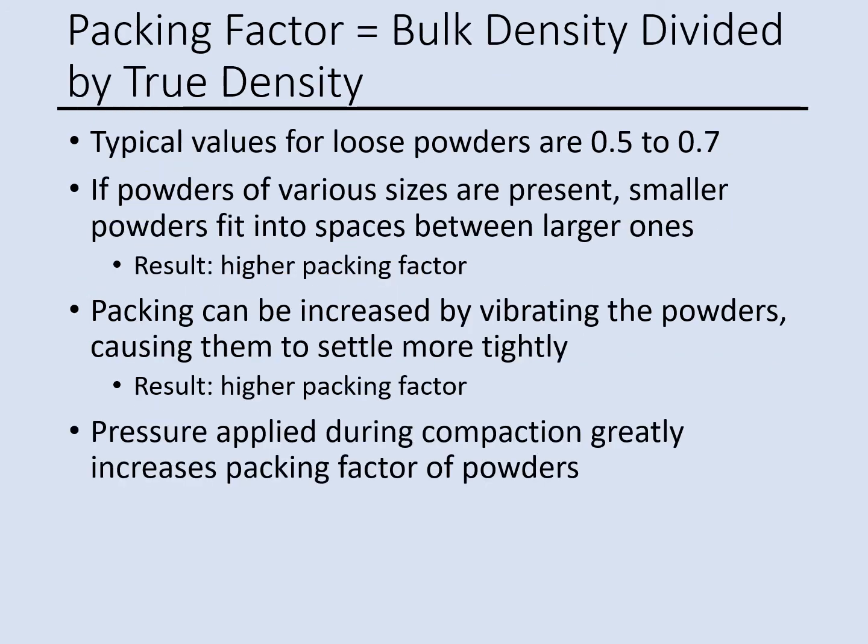Since we know the bulk density and true density, here we can measure the packing factor. The packing factor is the bulk density divided by the true density. This value depends on the particle shape and the distribution of particle size. It is going to be between 0.5 and 0.7. It's always less than 1 because it's not fully dense.